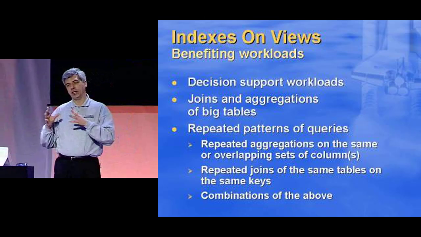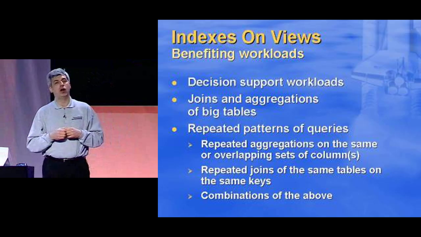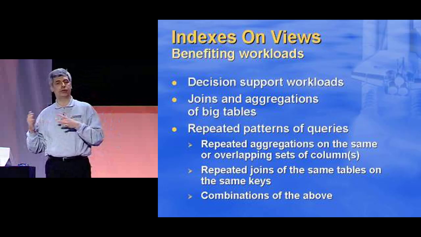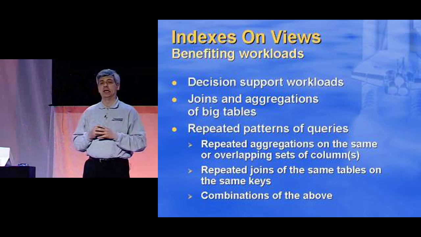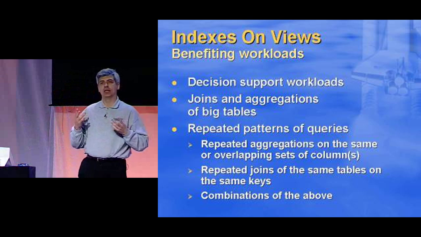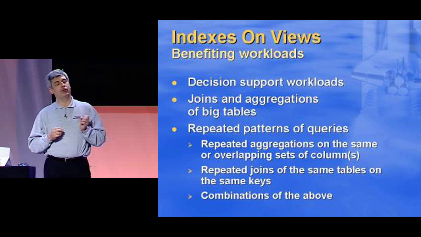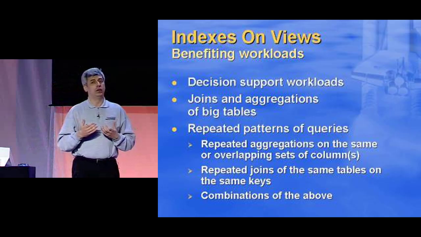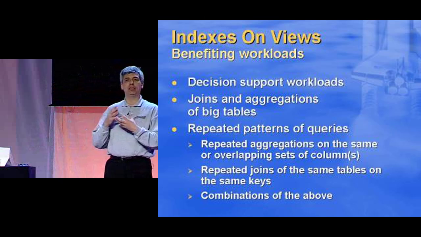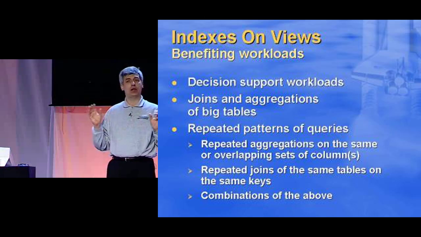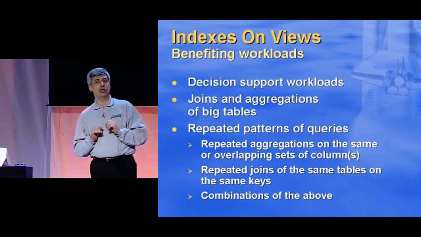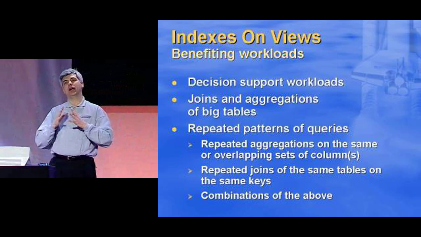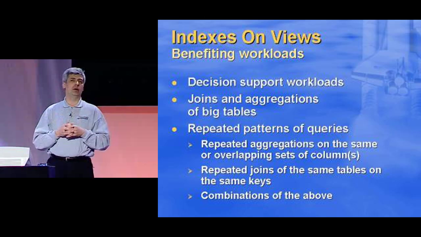So what does it mean? It's repeated aggregation on the same or overlapping sets of columns. So I'm doing aggregations on columns A, B, and then other queries are doing aggregation on columns A, B, C, and so on. Also repeated joins, for example, on a primary key foreign key relationship. So if you have joins of two or three tables which are being used in many queries, you can as well create a view and an index on that join, and it may be efficiently used. And then we can combine these aggregations and joins in our index views.